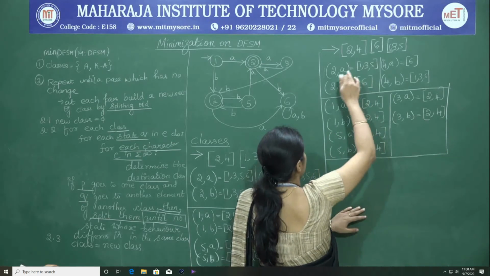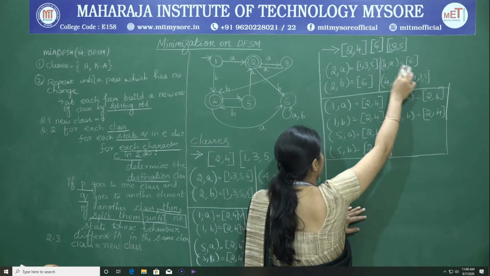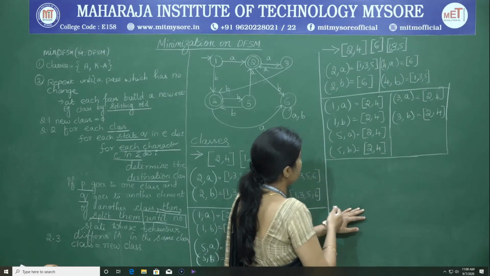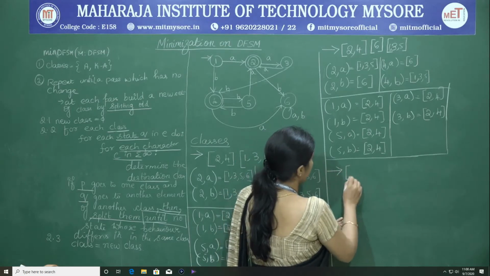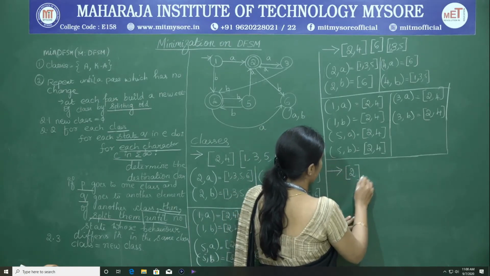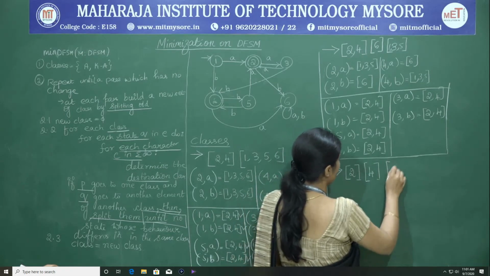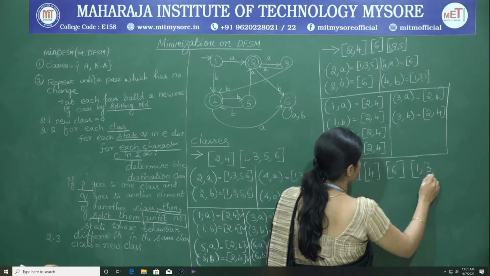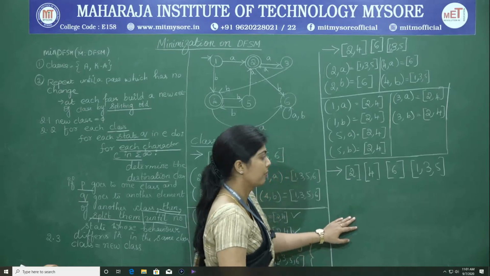But here 2 and 4, which are there in one class, have got different behaviors because they have got different destinations that they are going to. So therefore 2 and 4 has to be split. When we split 2 and 4, 2 is going to go to a separate class, 4 is going to be a separate class, and 6 is going to be the existing class, and 1, 3 and 5, since they have the same behavior, are not going to be split.